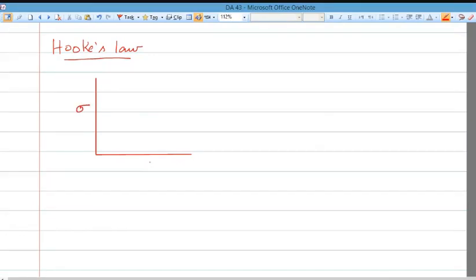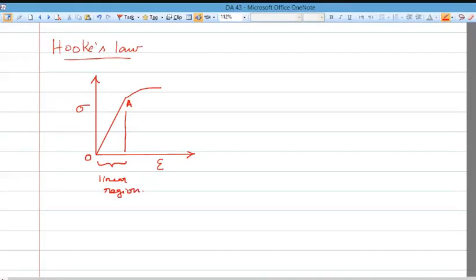So this is the stress strain diagram for a material. The stress strain diagram will be of the form as shown in the figure. On the y-axis you have stress, and on the x-axis you have strain. Initially you will have a linear region, a straight line, O to A. This region is called the linear region.